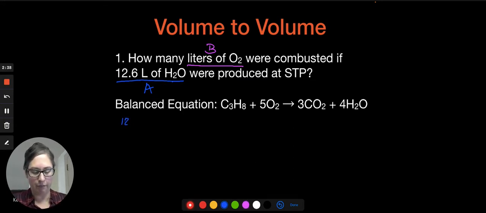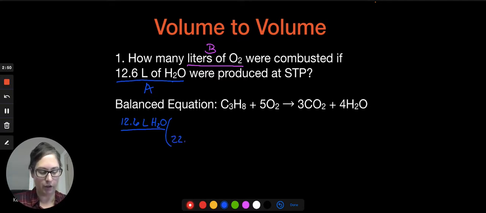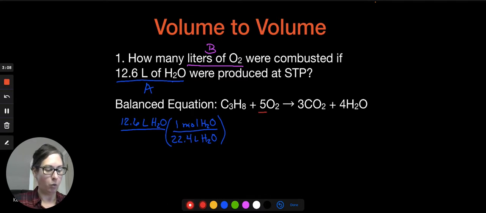We have 12.6 liters of H2O. For 1 mole of any gas, there are 22.4 liters, so for H2O, we'll make that assumption. It might be a big assumption for H2O water vapor. That's for every 1 mole of H2O. For our mole ratio step, we use 4 moles of H2O for every 5 moles of O2 from our balanced chemical equation.